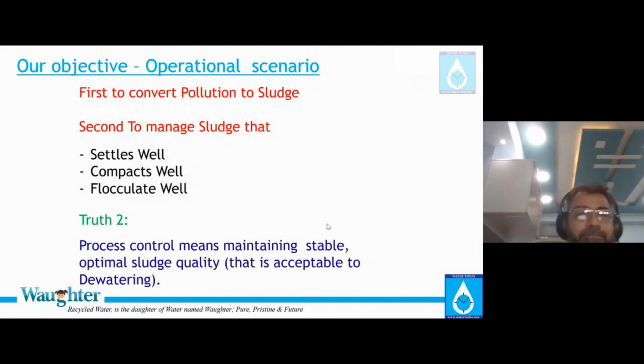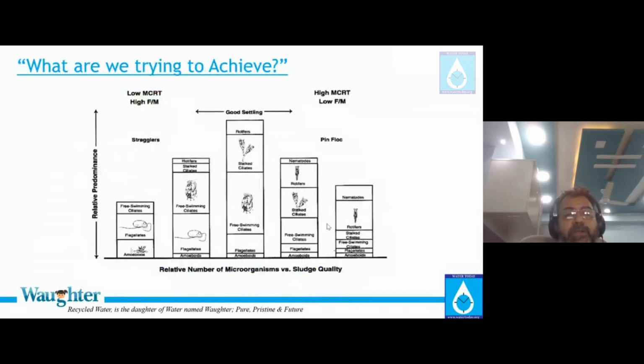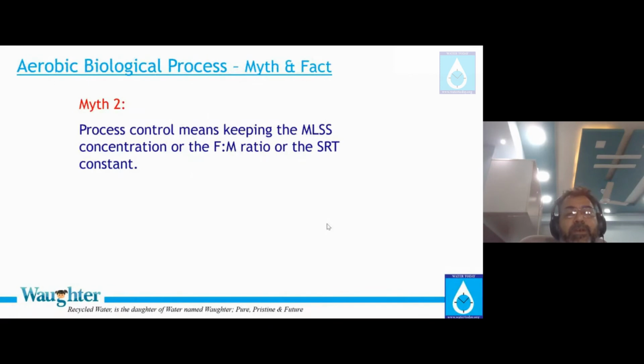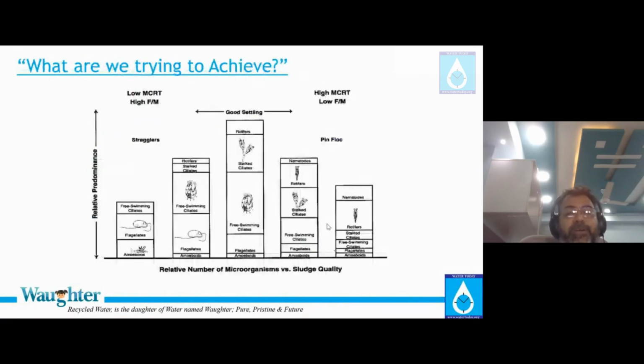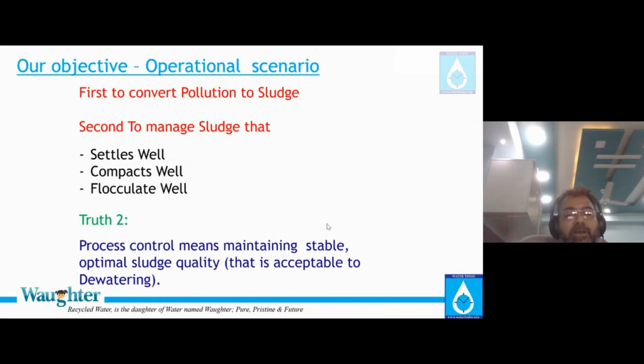And we do not talk about a term called MLSS. So now we talk about our objective in terms of operational scenario. What is our objective? First, to convert pollution to sludge, and second, to manage sludge that settles well, compacts well, and flocculates well. So the truth is, process control means maintaining a stable optimum sludge quality that is acceptable for dewatering. That's it. You do not have to go into the complications of MLSS and SRT. Just take a simple cylinder and control the stable optimum sludge quality that is acceptable for dewatering purposes.